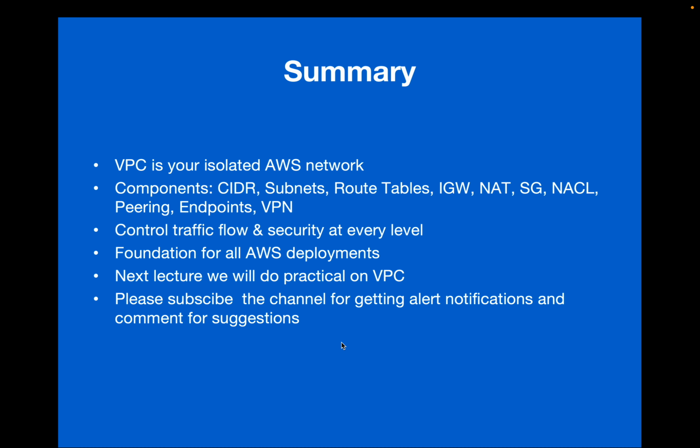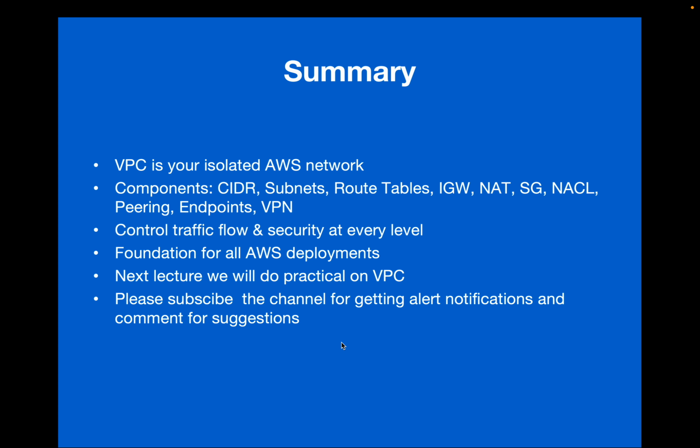So let's summarize what we learned so far. We got an understanding of what a VPC is: an isolated AWS network. We also got a very brief view of its different components: the CIDR, subnets, route table, internet gateway, NAT, security group, and NACL. We also tried to understand how traffic flows and how we can maintain security at every level, either through security group, internet gateway, NAT, or NACL. These will form the foundation for all of your AWS concepts.